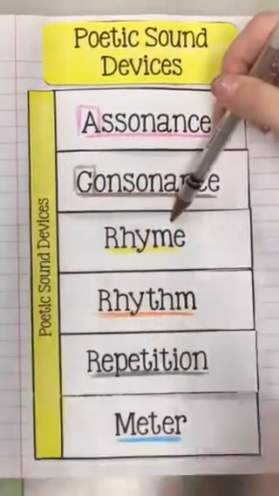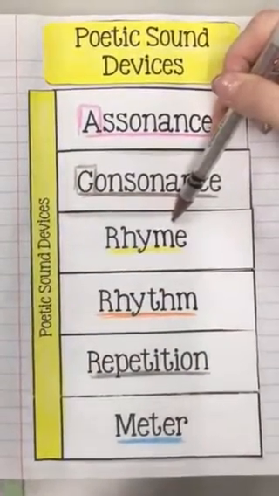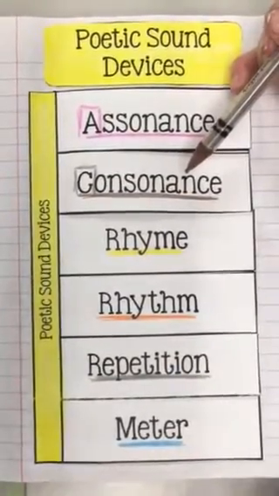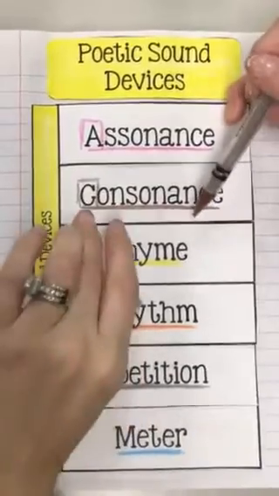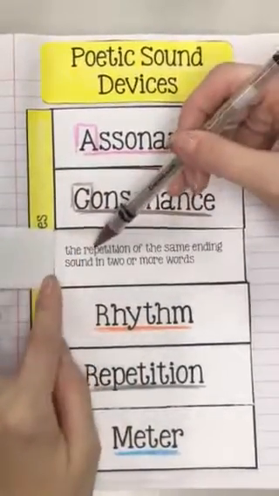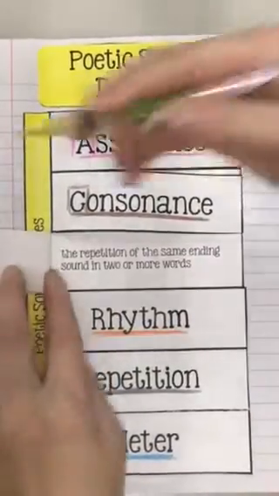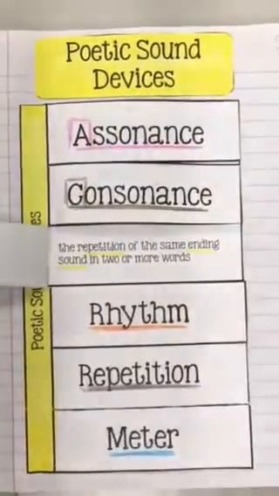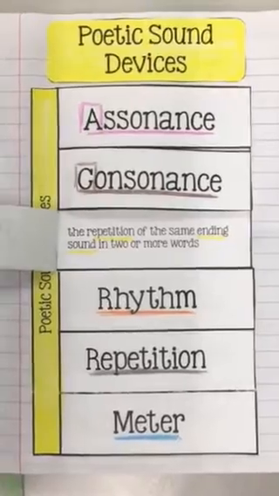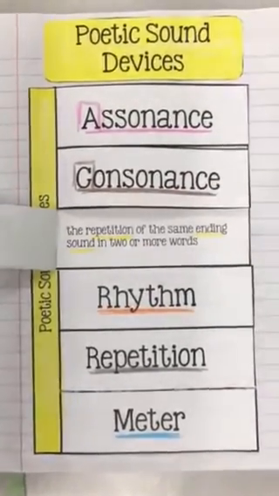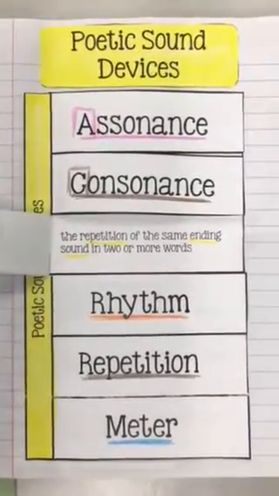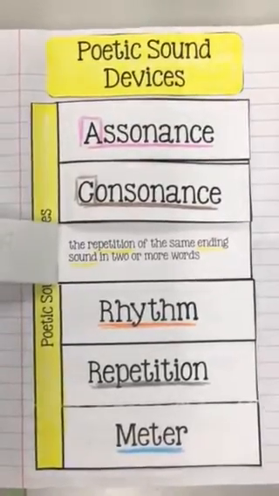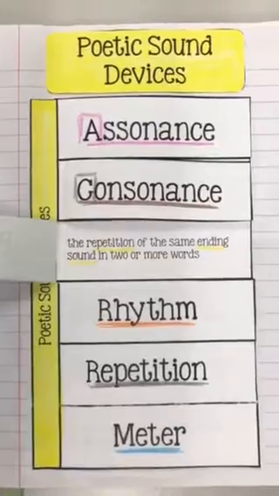Next sound device, probably the one you are the most familiar with. You've been listening to rhyme since you were a toddler. The books that your parents read to you a lot of times had rhyme because it's really pleasing to the ear. So again, we're talking about repetition or repeating. So it's the repetition of the same ending sound in two or more words. Some kids get confused. Rhyme really has nothing to do with the middle of words. It's that last sound. When the word is finished, that sound, if it gets repeated, it rhymes. Day, may. That's rhyme because the last sounds are the same.